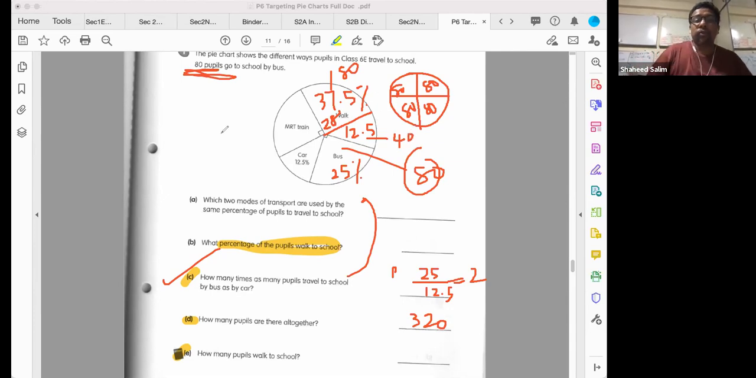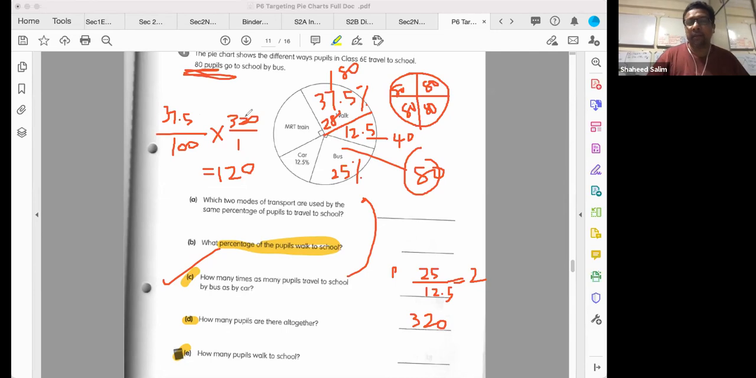What about other ways? Very simple. You know that this is 37.5%, correct? What's the 100%? 100% is 320. We know already. We do this also can. You times, you will get 120 also. What do I do? I take the percentage over 100% times the number. Notice we are doing fraction, percentage, degrees, all in one. Very, very interesting. Okay.